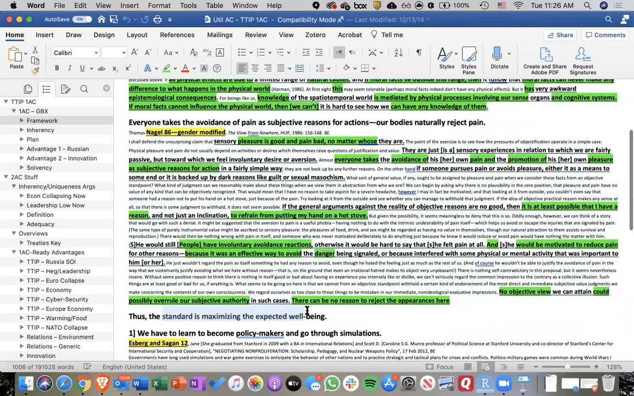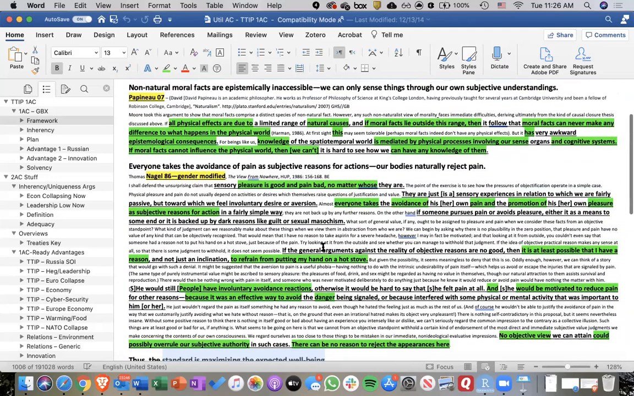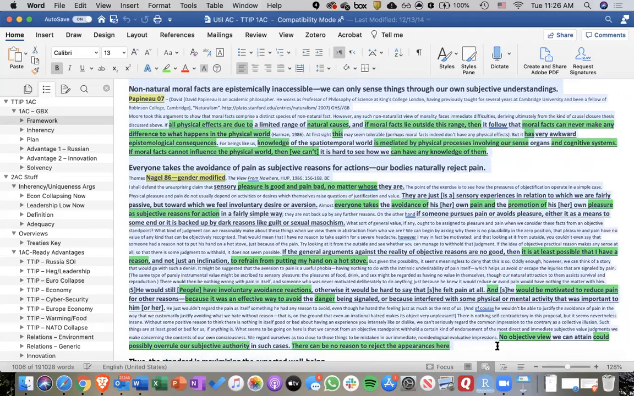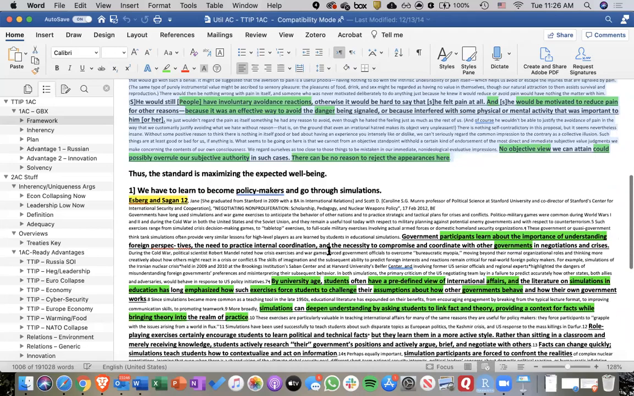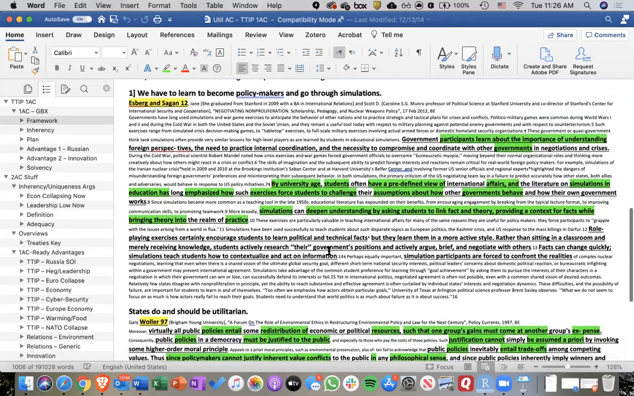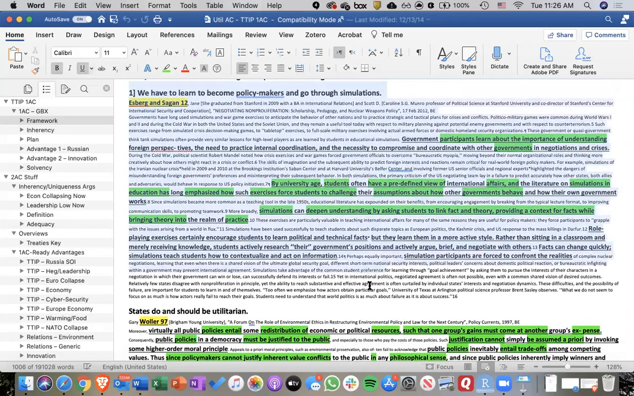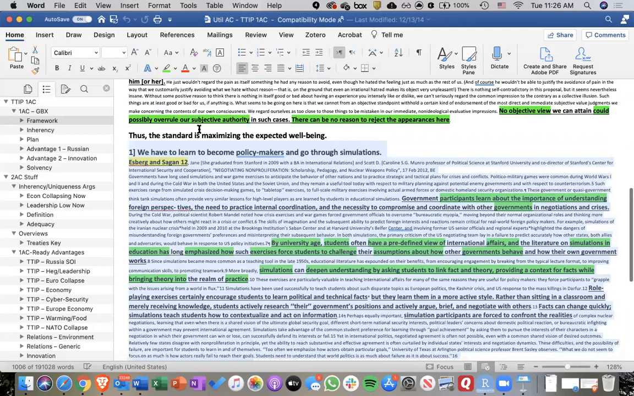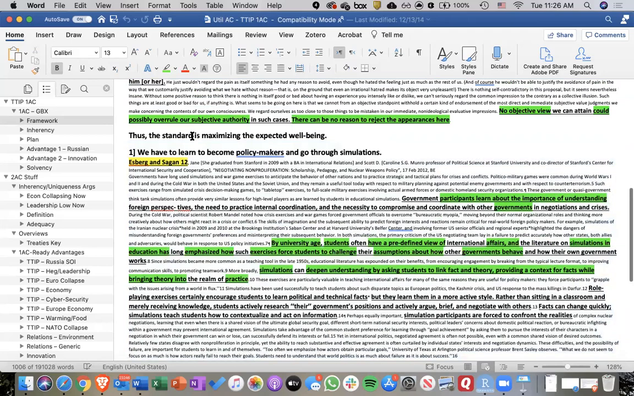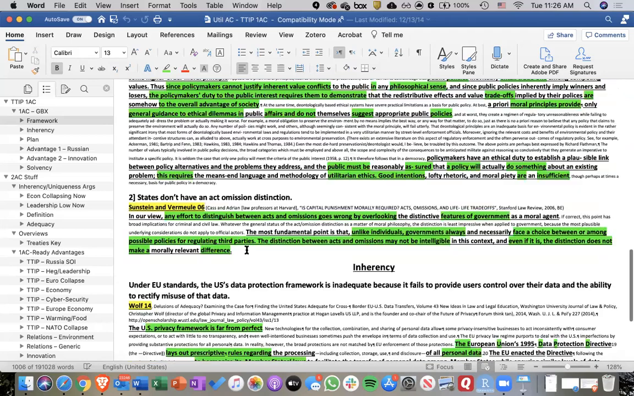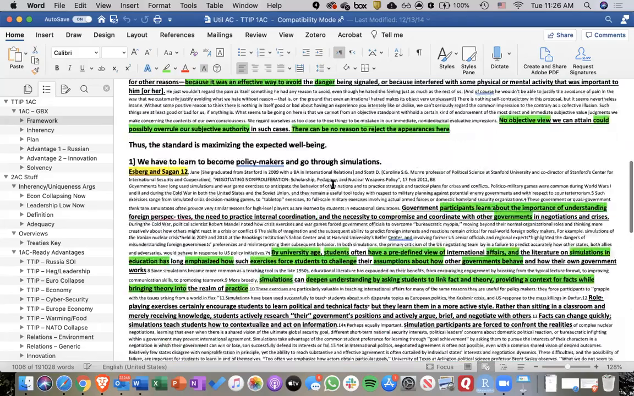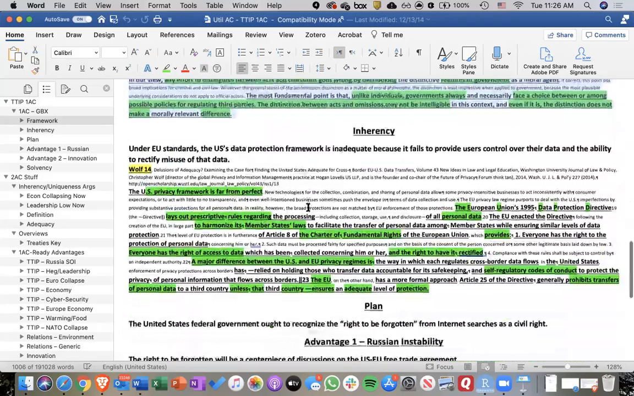The standard or value criterion is maximizing expected well-being. The first two cards are why maximizing expected well-being is important, so I'm not going to go too into detail there. These two are additional reasons to prefer the value criterion, and why that's important. So all of these are more support for a utilitarianism framework, additional reasons to prefer.